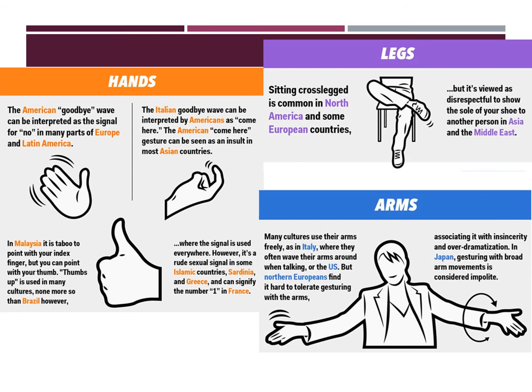In many cultures, they use their arms freely, as in Italy, so we're talking about hand gestures and the use of arms, where they often wave their arms around when talking, or the US, but Northern Europeans find it hard to tolerate gesturing with their arms. We associate it with insincerity and over-dramatisation. In Japan, gesturing with broad arm movements is considered impolite.